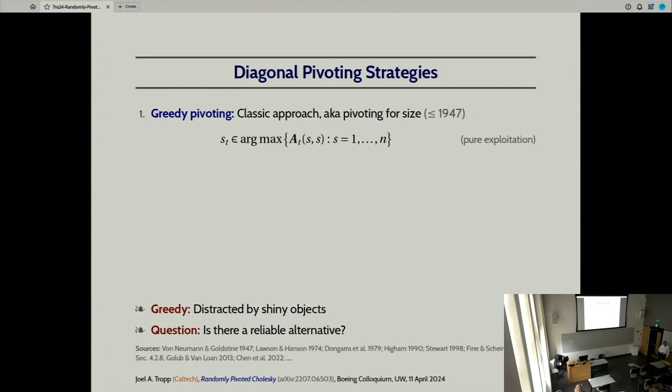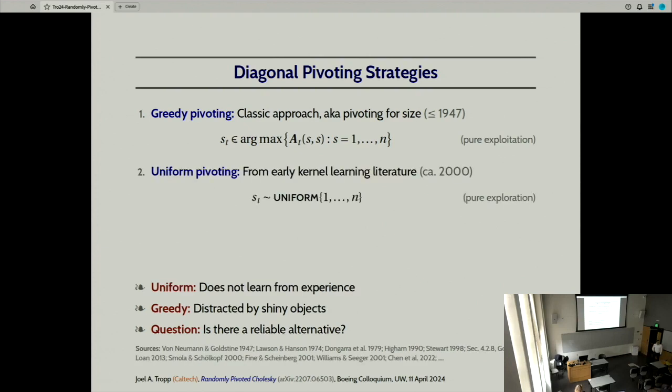So you might ask, maybe there are better ways to do this. Any thoughts about better ways? Okay, so the word random appears in the title. So you might imagine, all right, let's do something randomly. So in the machine learning literature around 2000, there was already a proposal to produce column Nystrom approximations, and that's to sample each of the pivots uniformly at random. So at each step, I'm just going to pick a random column and eliminate it. Okay, this is a pure exploration. You don't learn anything from experience.